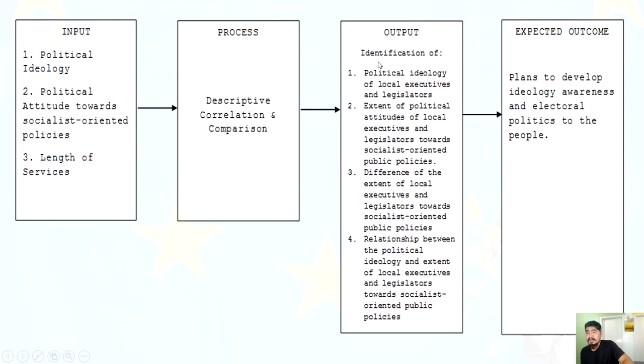So actually here we can see the identification of, first, the political ideology of local executives and legislators. Then the extent of their political attitudes. Okay, I get it now. The difference of the extent of local executives and legislators towards socialist-oriented policies. So you are comparing here. Then you think that there's a relationship between the political ideology of the executives and legislators towards socialist-oriented policy.